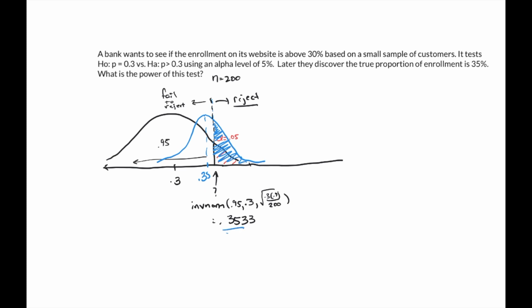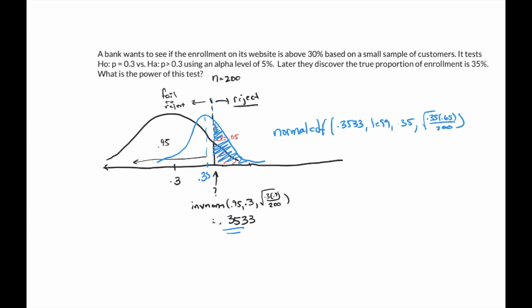So once we found this number, it's just a matter of using normal CDF again. So we're going to be doing normal CDF of, that's going to be 0.3533, going up to 1E99, and then the mean of 0.35, and standard deviation of 0.35 times 0.65 over 200.